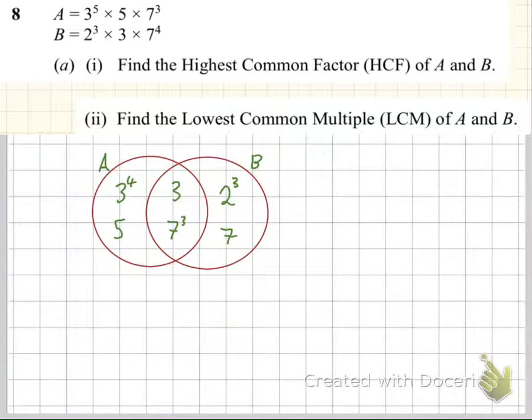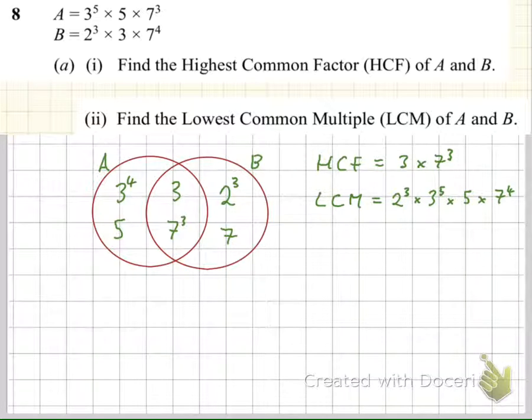Now, the highest common factor is the product of everything here in the middle. So 3 times 7 cubed. And the lowest common multiple is the product of everything in the Venn diagram. So we're going to have 2 cubed, and then 3 to the power 5, 5, and then 7 to the power 4.